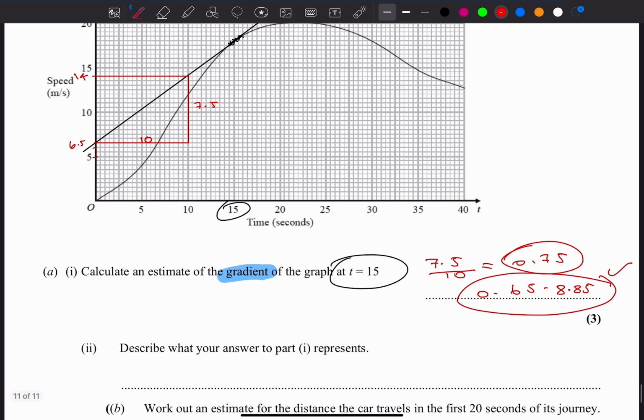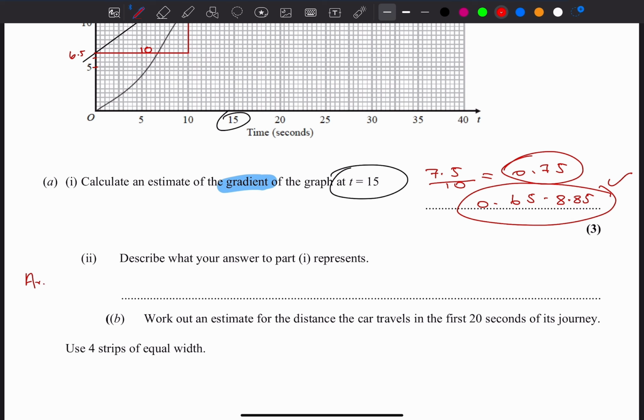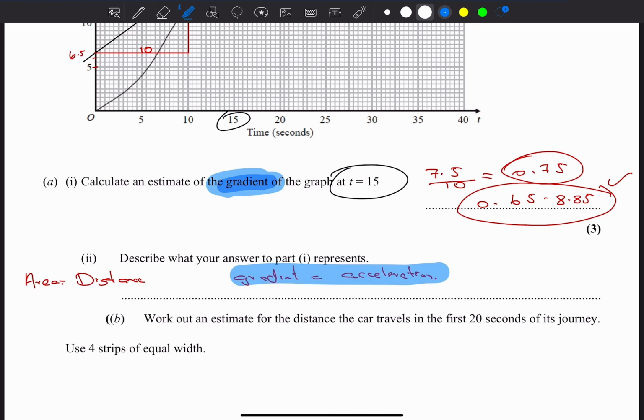Describe the answer. In a speed time graph, always remember area is distance, gradient is acceleration. I'm just writing these because some other question would be different; one of them is the answer. What is this? Gradient. That's the answer. The next one, the trapezium bits, is to work out the area under the graph.